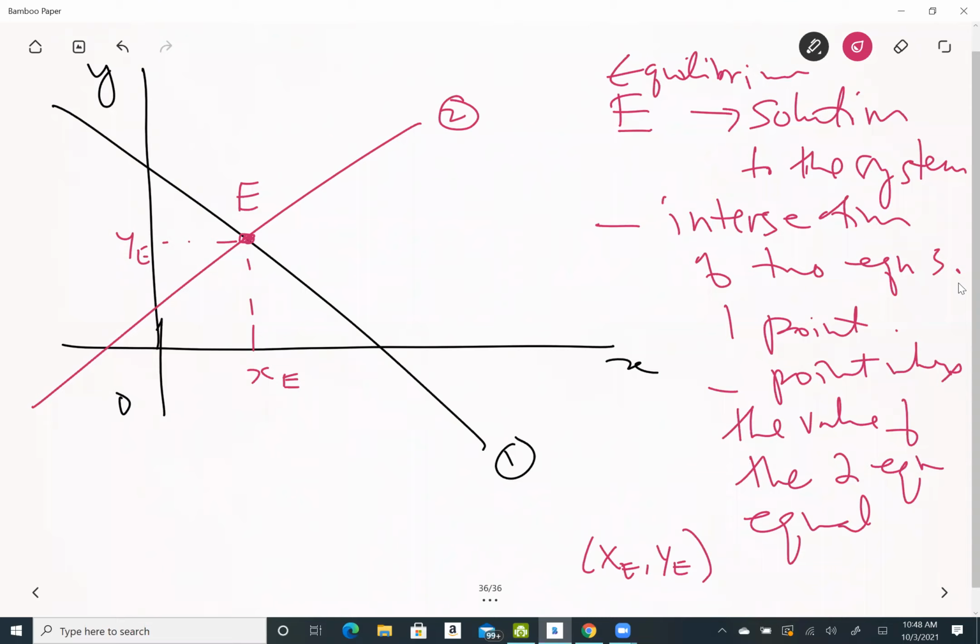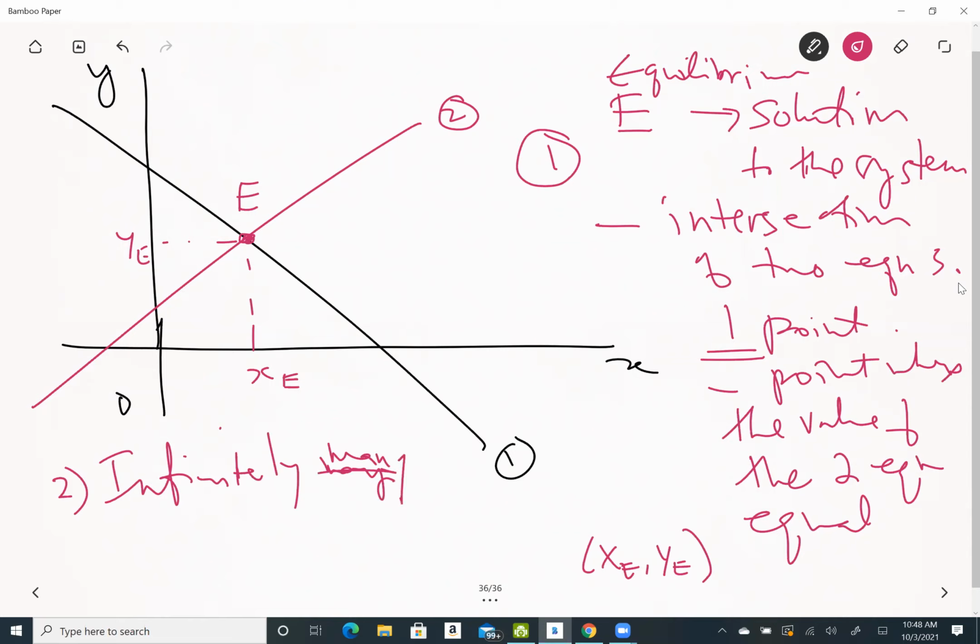Now, when you have a system of 2 equations like this, it's not always the case that you will have only 1 point as the solution. You have other possibilities. This is possibility number 1, where you have intersection at 1 point. Possibility number 2, you may have infinitely many solutions. Infinitely many means we cannot count, infinite. And number 3, sometimes there will be no solution.